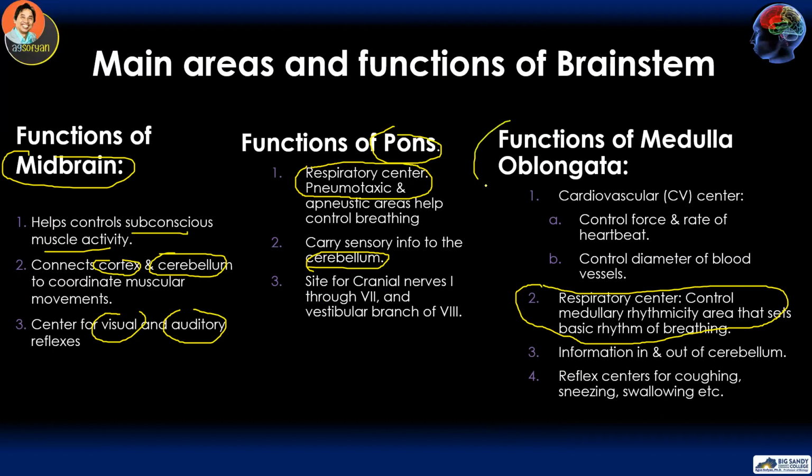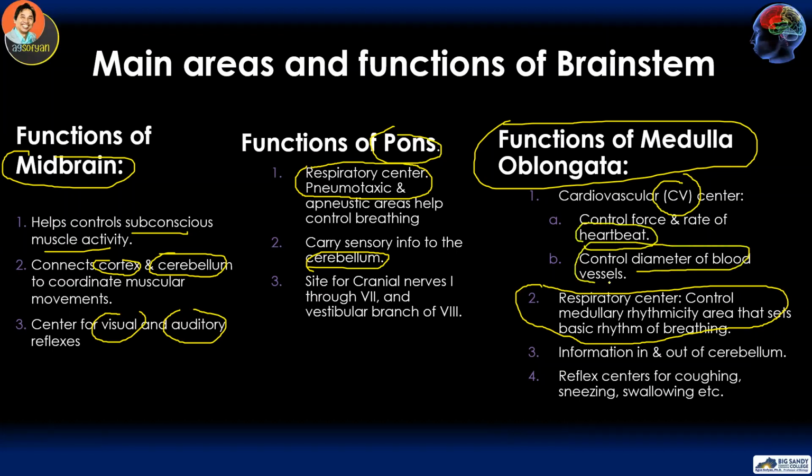Okay. Now the medulla oblongata, this is maybe the most important part of the brainstem because this is the one that controls our heart. So this is the CV center, cardiovascular center, which controls our heart beating, the diameter of blood vessels, and blood pressure is also controlled here. Information in and out of the cerebellum will also go through this medulla oblongata. It controls some reflexes like sneezing, swallowing, and coughing.